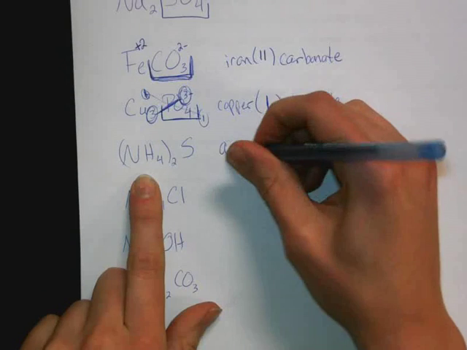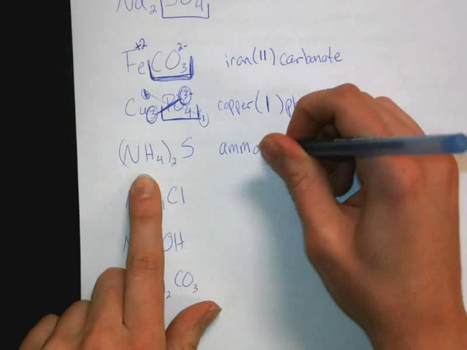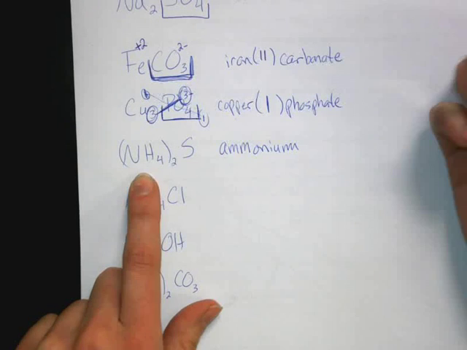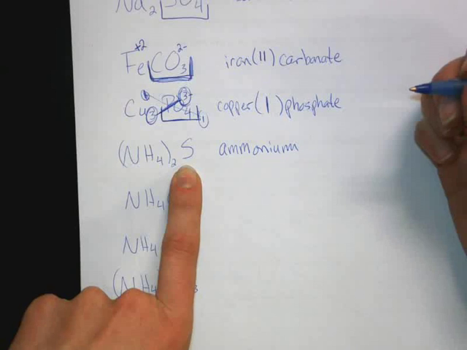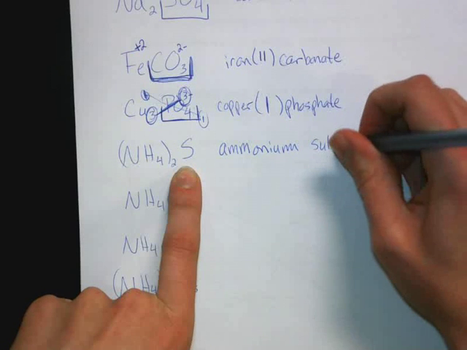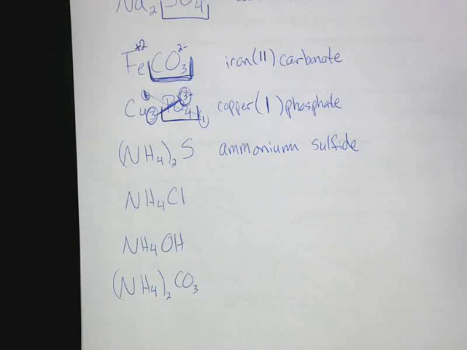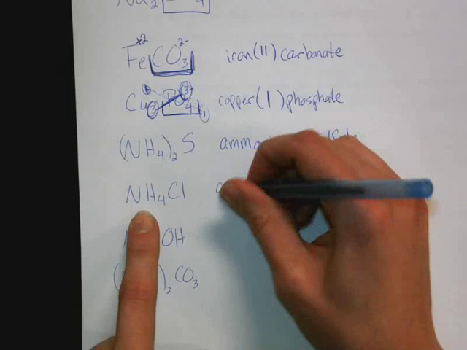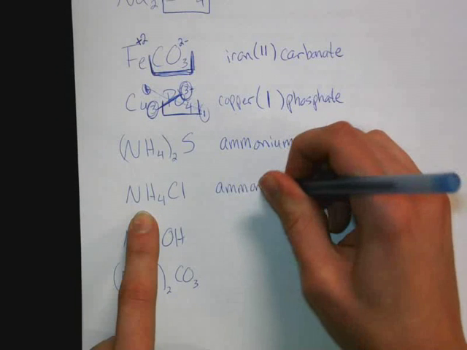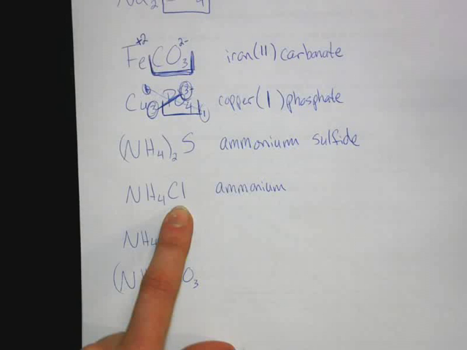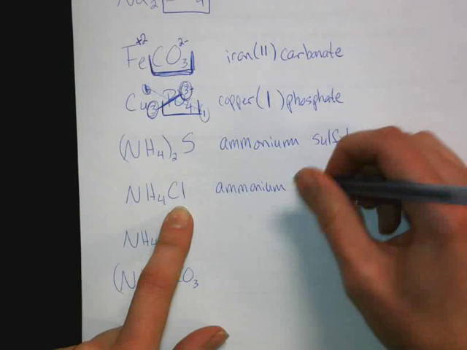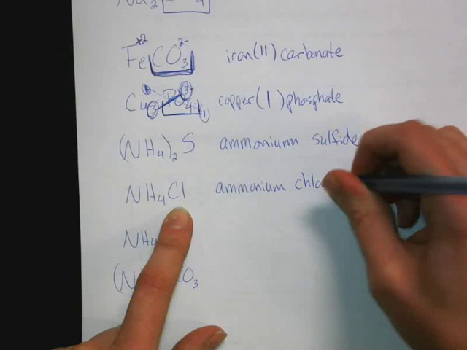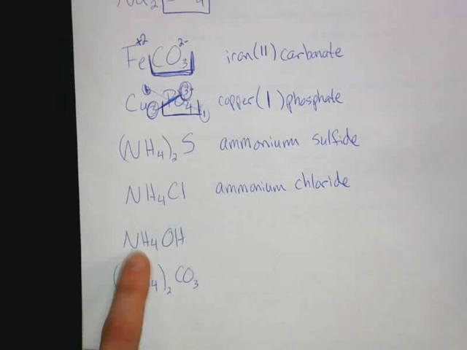So let's name this first one. NH4 we said was ammonium. It has a fixed charge, it's not going to change, so I can just put ammonium. Sulfur would become sulfide. Again, I've got ammonium. The Cl is chlorine, which would become chloride.